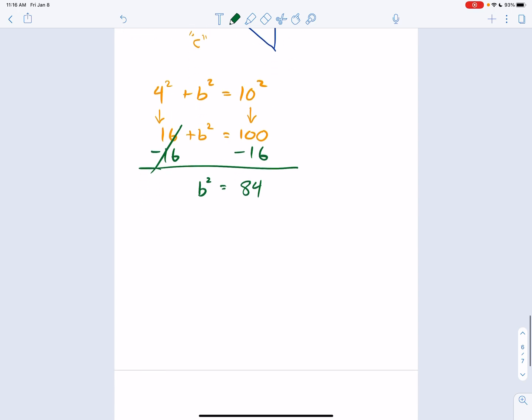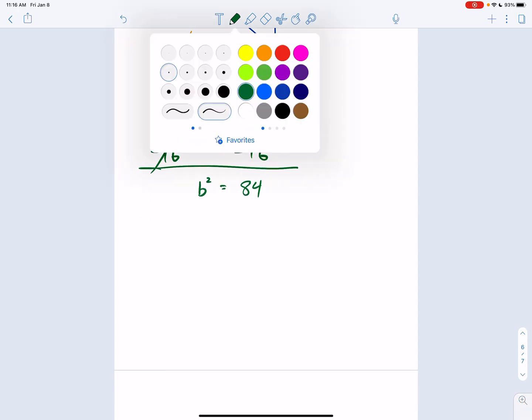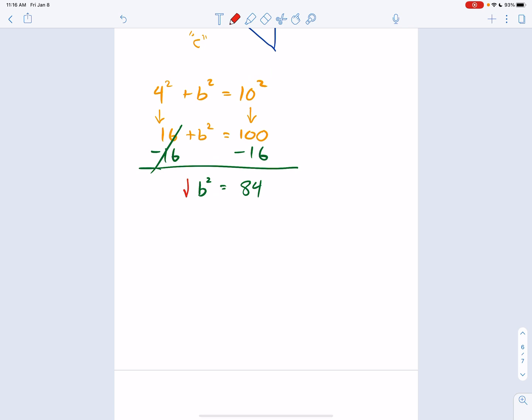Okay. Now that I have the square by itself, I can get rid of it by square rooting, the inverse operation. And is there a number times itself that'll give me 84, right? 8 times 8 is 64, 9 times 9 is 81, 10 times 10 is 100. So there really is no number times itself that will give me 84. So my exact answer would be the square root of 84.